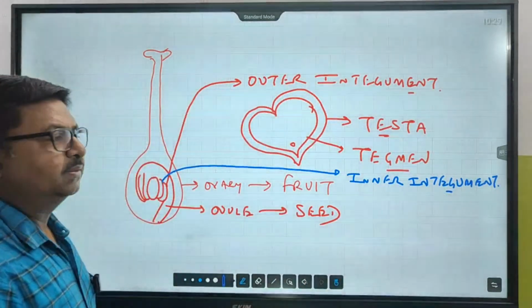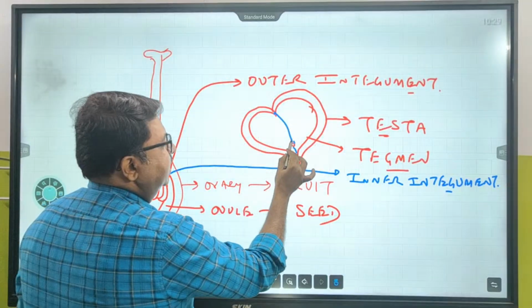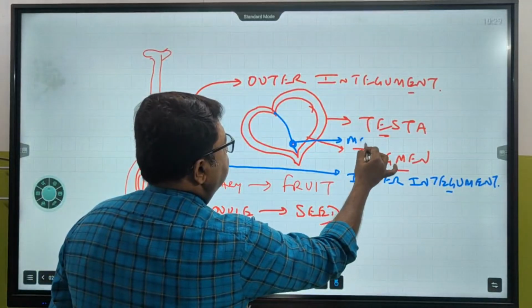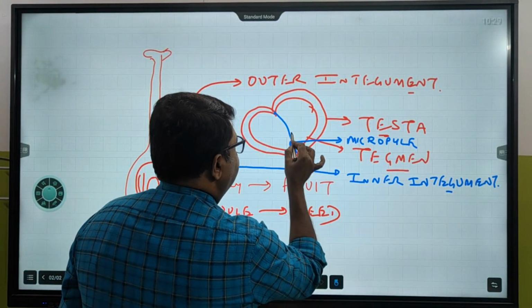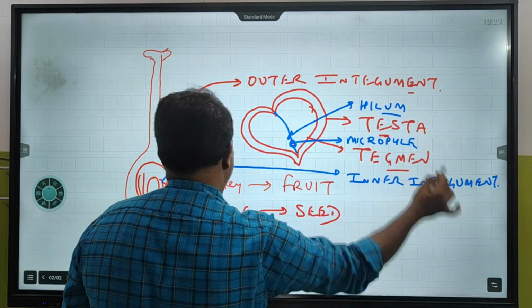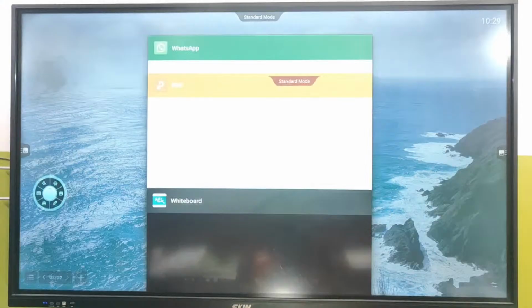Is this clear? So this is the structure of the seed. You can see an opening over here. This opening is called the micropyle. And there is a scar over here. This scar is called the hilum. Okay. Now, let's come back.